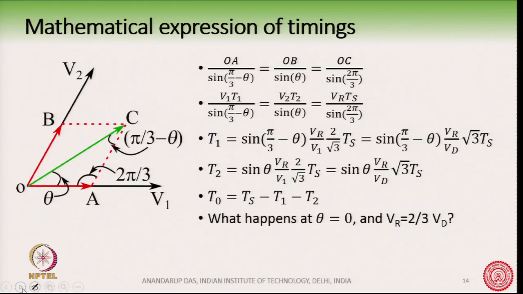So, here we have taken an example in sector 1. We see that OC is the V R vector, or the reference vector, which we are trying to switch. Now, in order to get the timing, we can very easily do it by this geometrical analysis. We see that this OC vector is nothing but the vectorial sum of OA and OB, and they are forming this triangle.